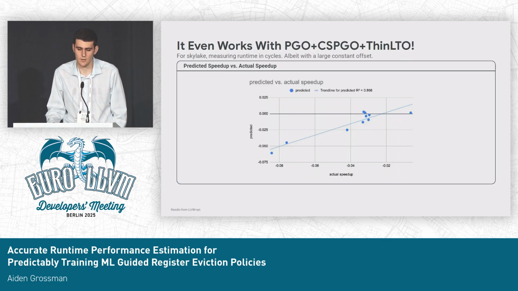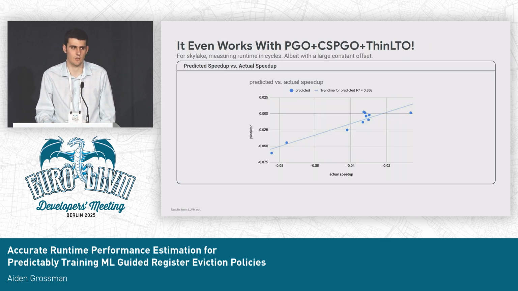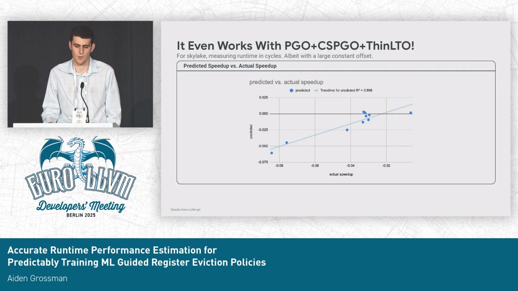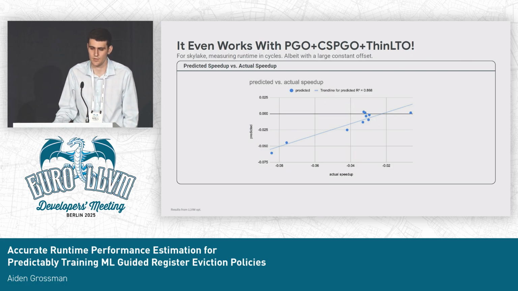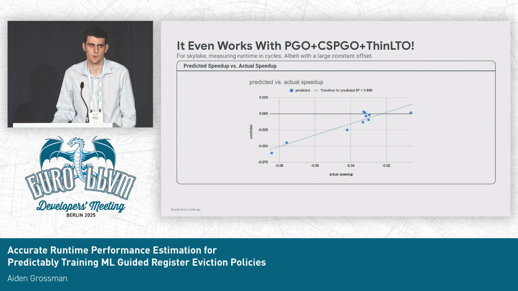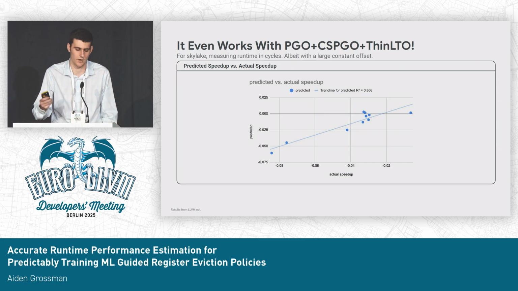After we got that, we did some correlation studies. Essentially, taking a bunch of binaries with different register allocations, benchmarking them, and then seeing how well the model is able to predict the associated speedup or slowdown. The example here is with a peak optimized binary: PGO, CSPGO, and thin LTO. No post-link optimization, but definitely a peak optimized binary, because if you're going after 1% performance gains, you want to do it on a binary that's already reasonably optimized.